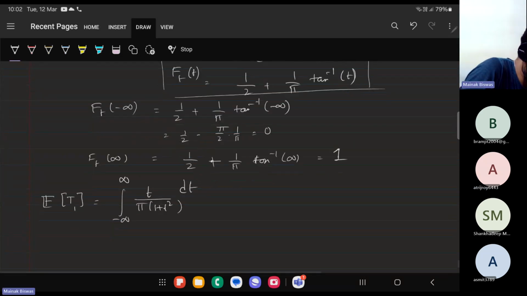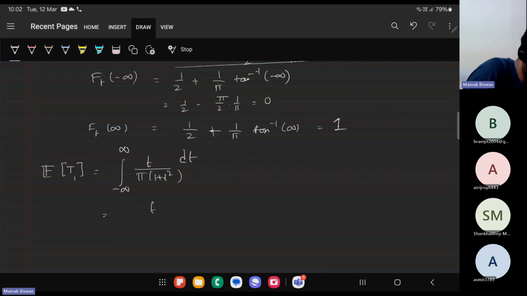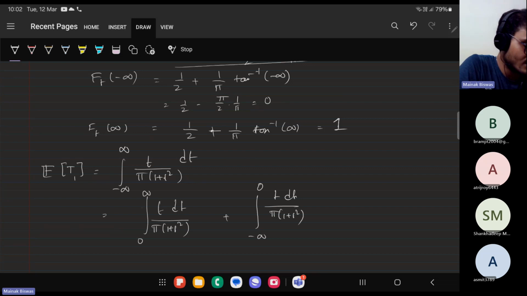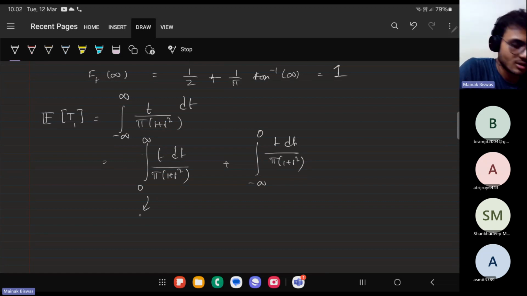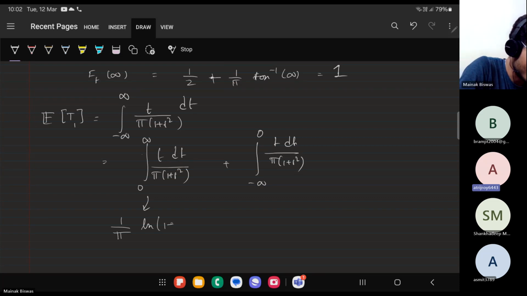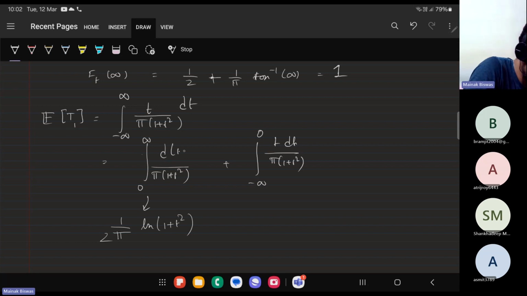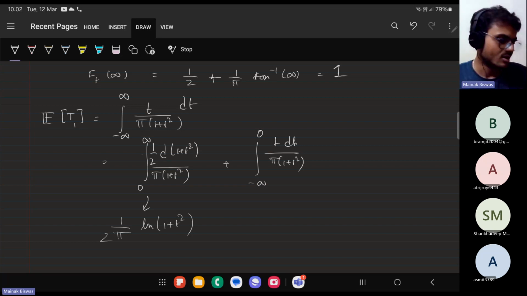Okay, so I need to break it up into two parts. So let's take the integral of t dt from 0 to infinity over pi times 1 plus t squared, minus the integral from minus infinity to 0 of t dt over pi times 1 plus t squared. Each of these terms, look at this integral. What is this integral? 1 by pi ln 1 plus t square by 2, because I can write t dt as 1 plus t square by 2.